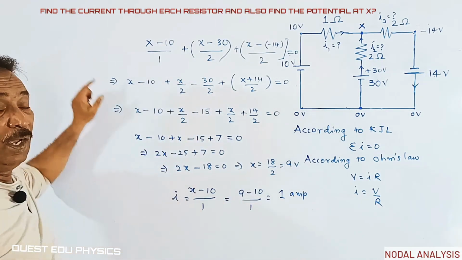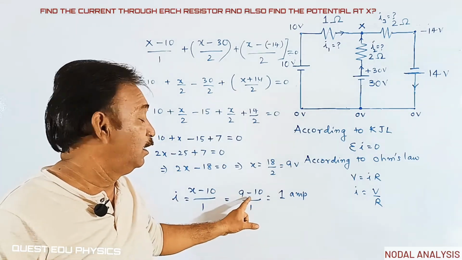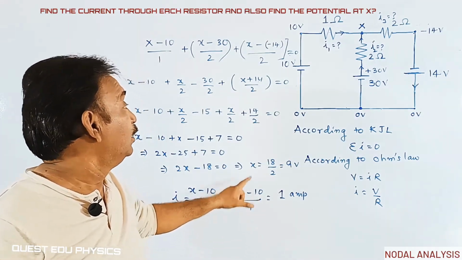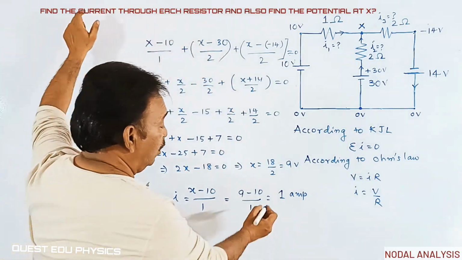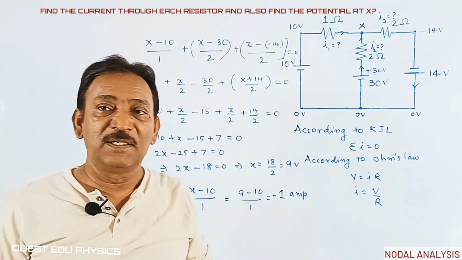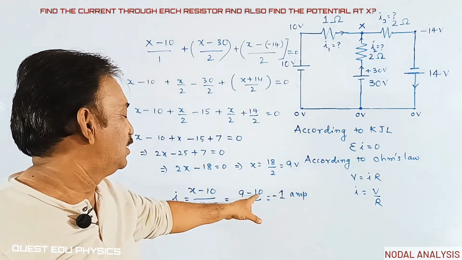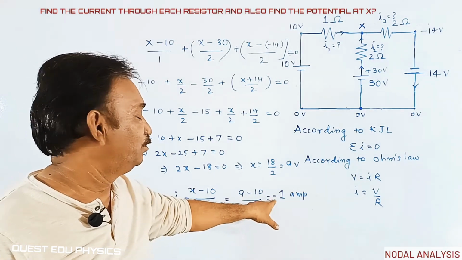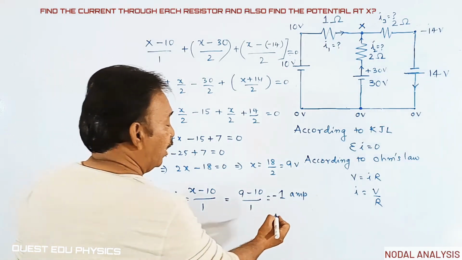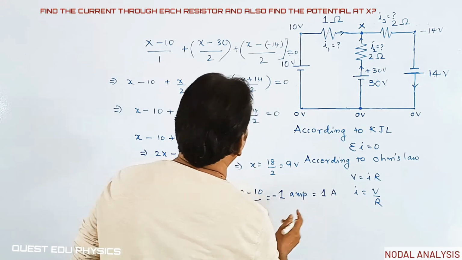Here, I got the negative sign. It indicates that the direction we took is wrong. It's the beauty of the Kirchhoff laws: they tell us whether the direction is right or wrong. So (9 − 10) by 1 is −1 amp. Current can never be negative, so you can take it as 1 ampere.